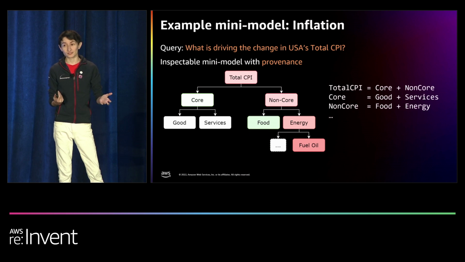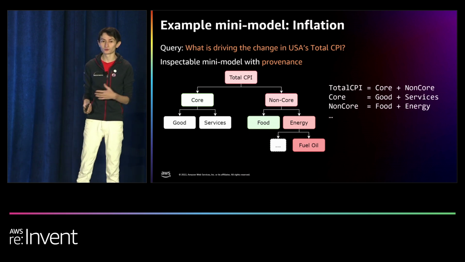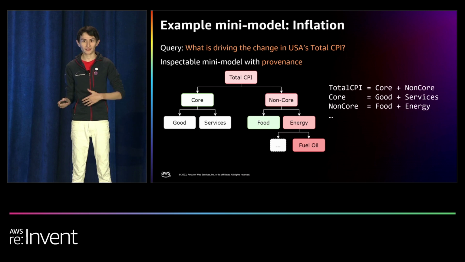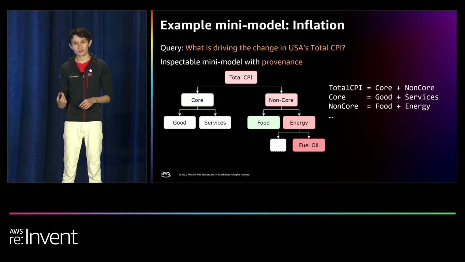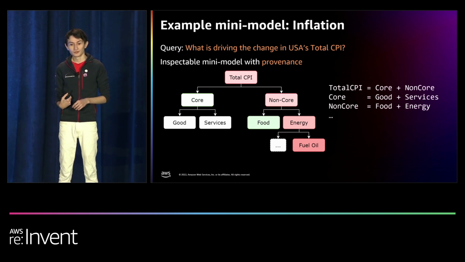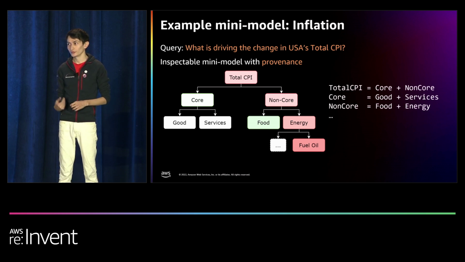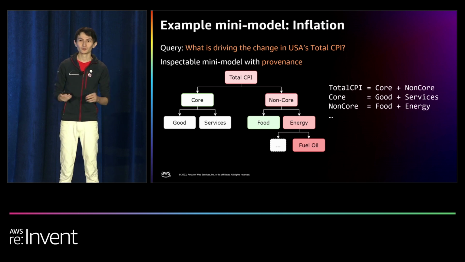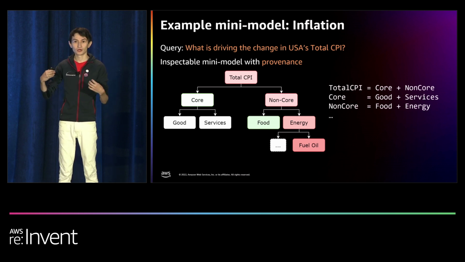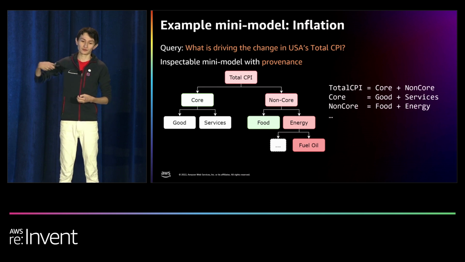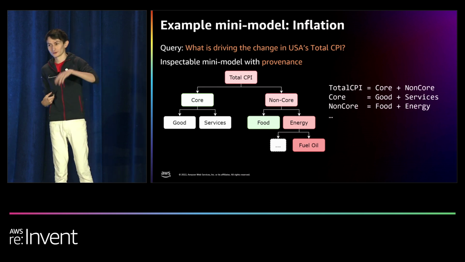Provenance will let you easily see that, oh, it was the oil-related fuel prices that led to some big change in USA's total CPI. Provenance is really powerful in helping people understand why a value came to be the way it is. We implement provenance with a bunch of runtime instrumentation. We basically hijack the stack. We look at the traces of what's happening, what's being evaluated, so we can see, for example, at runtime that the total CPI depended on the core and non-core CPIs.